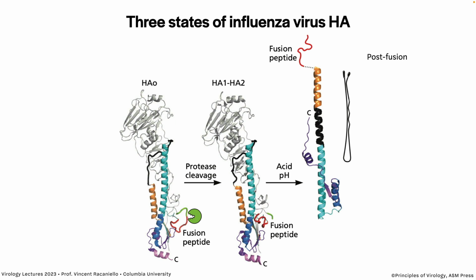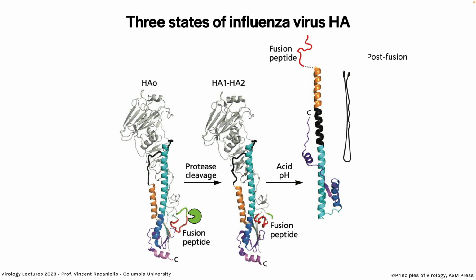So remember, it goes from being near the bottom, near the viral membrane, and gets thrust up into the cellular membrane. So that's the extended hairpin, or the bent hairpin, and then it hairpins back to fold back and bring the two membranes together. So the cleavage is absolutely essential for the fusion peptide. If this weren't cleaved, this extension could not occur.